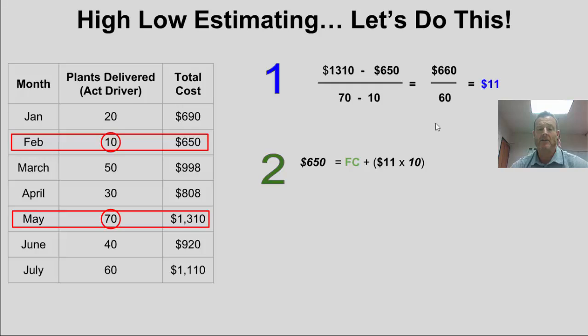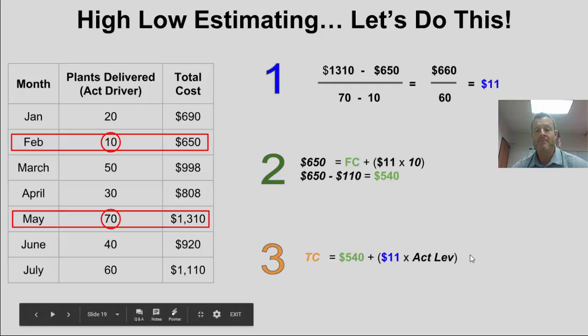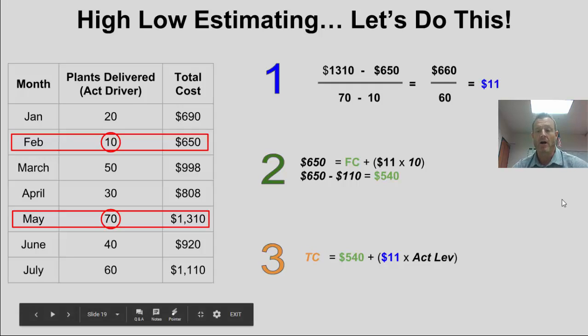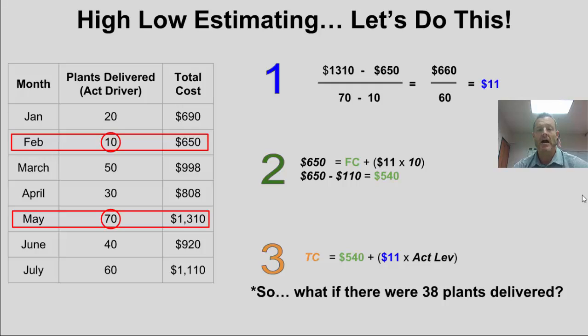Then I take that $11, I plug it in here, and I grab my 650 from my low month and my 10 deliveries from my low month to find out my fixed cost. Once I solve for X there, getting $540 as a fixed cost, now I can put that into my actual cost equation, and I can say, okay, whatever the activity level is times 11 plus $540 is going to give me my total cost. And that really does a nice job setting us up to be able to predict costs based on activity from our activity driver.